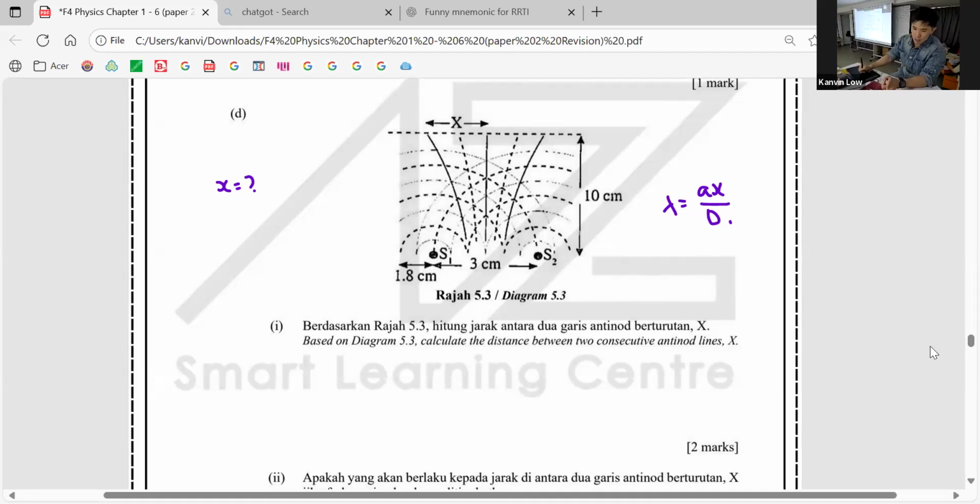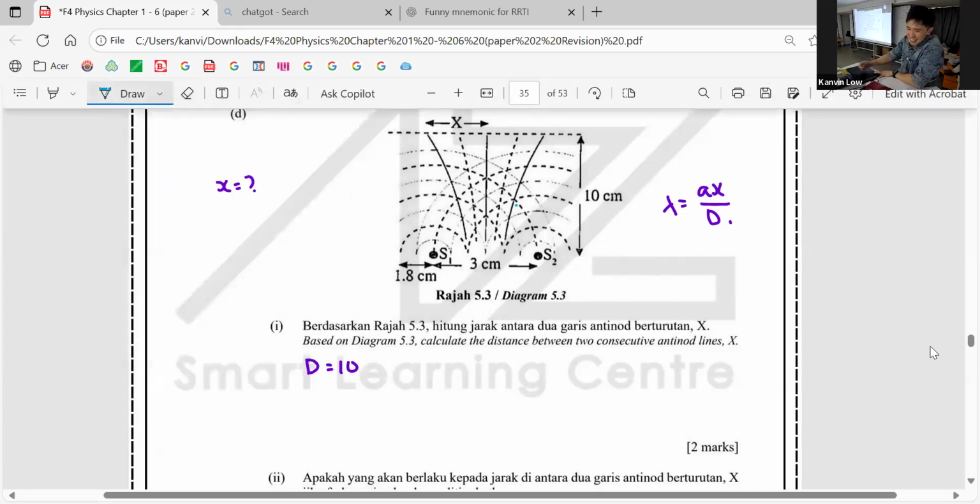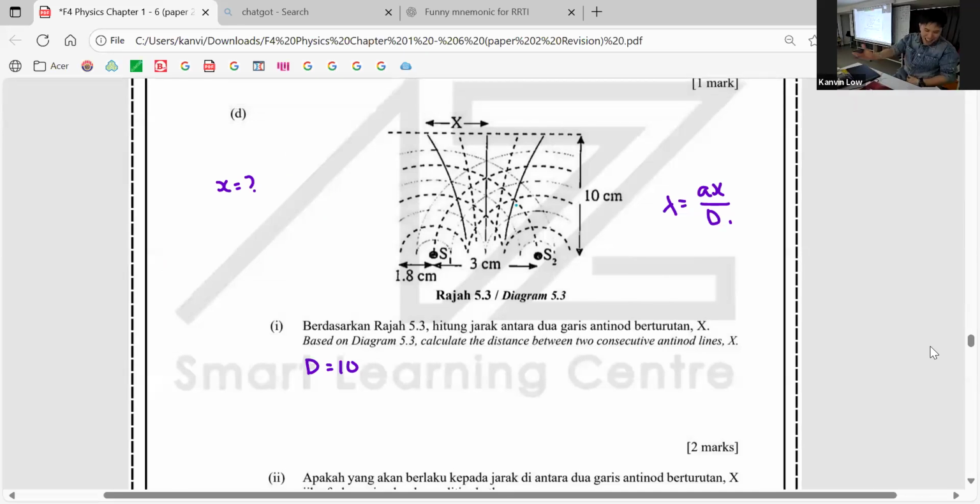So guys, you want to find the x, and then what are the values over here? What is 10 representing? You have to tell me correctly. The big D. How can you forget? Okay, one more time. What is the 3 representing? It is a. I want to find x.